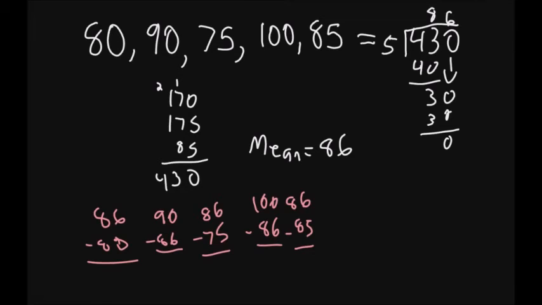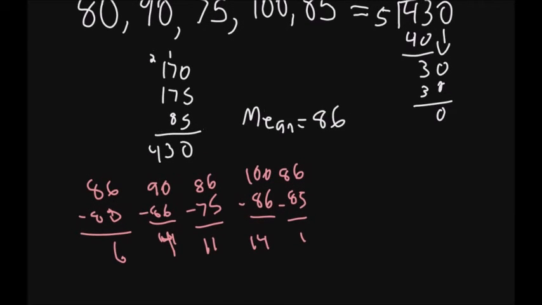So 86 minus 80 is 6. 90 minus 86 is 4. 86 minus 75 is 11. 100 minus 86 is 14. And 86 minus 85 is 1. So again, you can take those numbers, 6, 4, 11, 14, and 1. Add them up. So 6 plus 4 is 10. Plus 11 is 21. Plus 14 is 35, plus 1 is 36. So I get a total of 36.